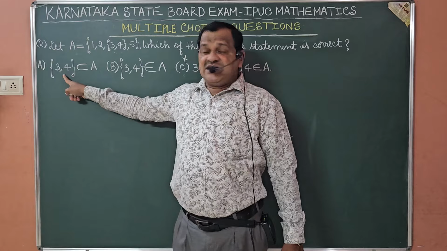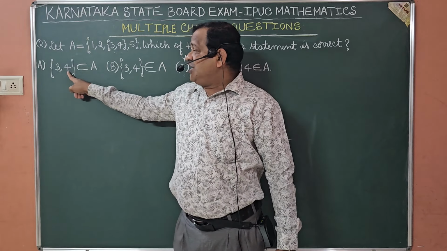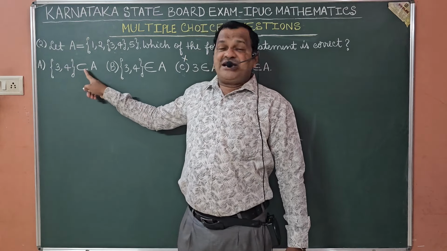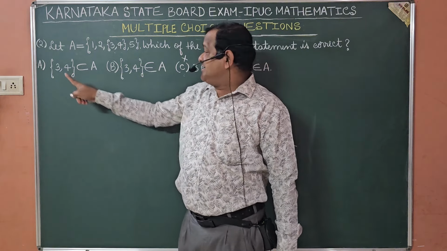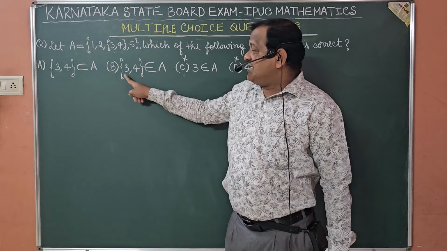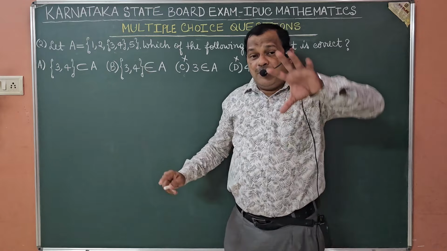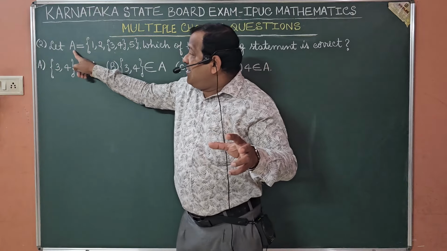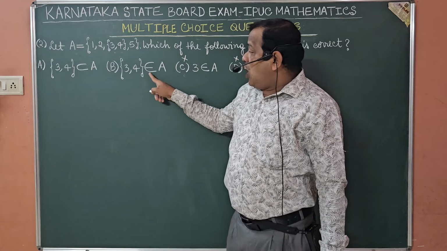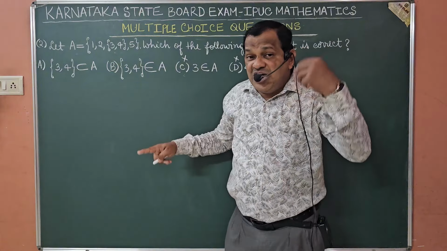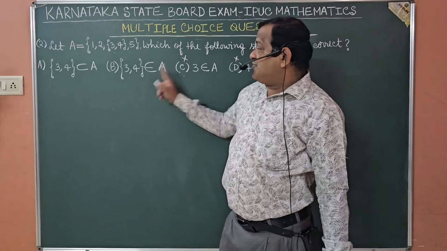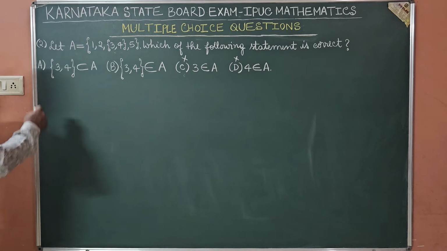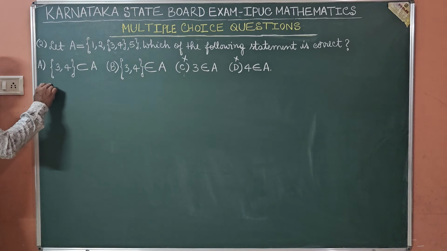Option A says the set containing 3, 4 is a subset of A. No, this is also not correct. False it is, because this set containing 3, 4 all by itself is an element of A. So it belongs to A. We use "belongs to" whenever it is an element of A. Therefore, to this question, option B is correct.